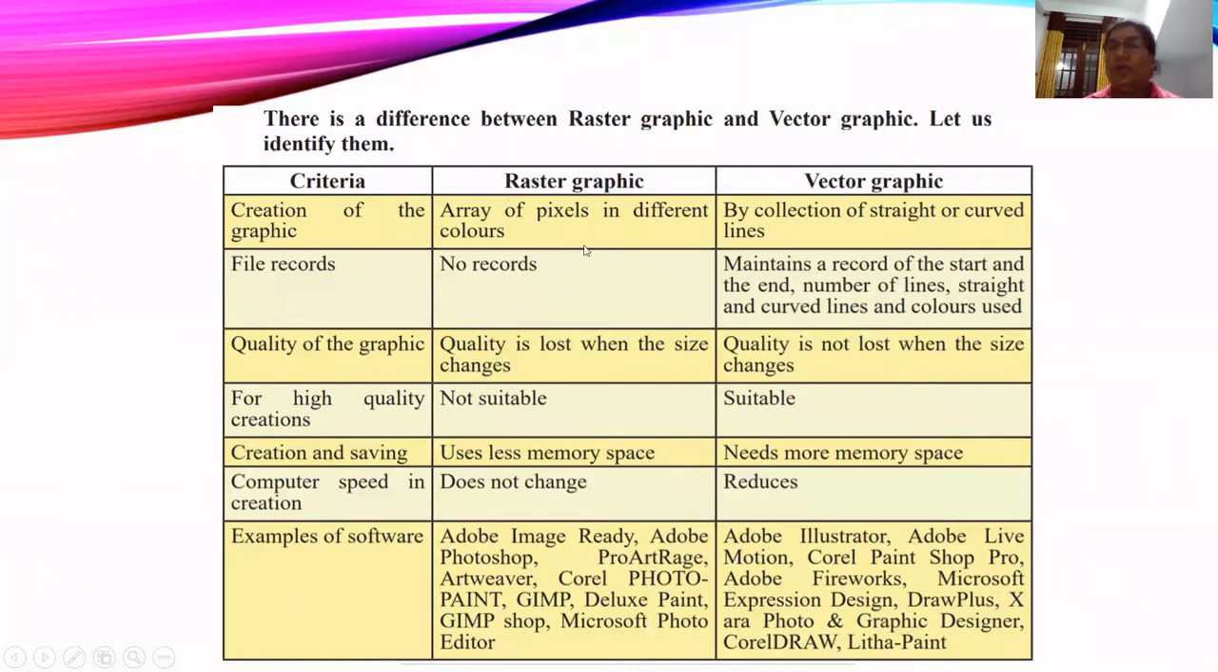Right. So now we are going to discuss the differences, right? So that is very important. With the raster graphic, you can remember that dog, right? Okay. An array of pixels in different colors, right? There are some arrays of pixels with different colors.